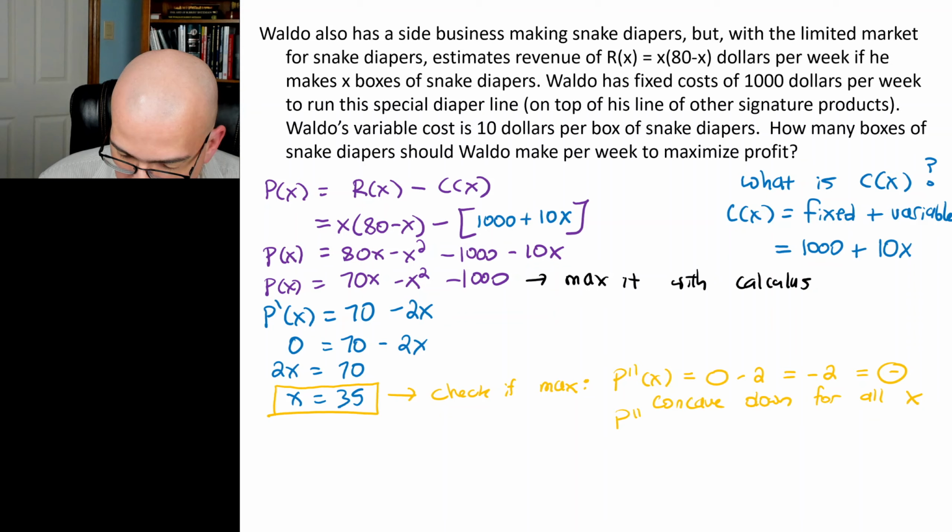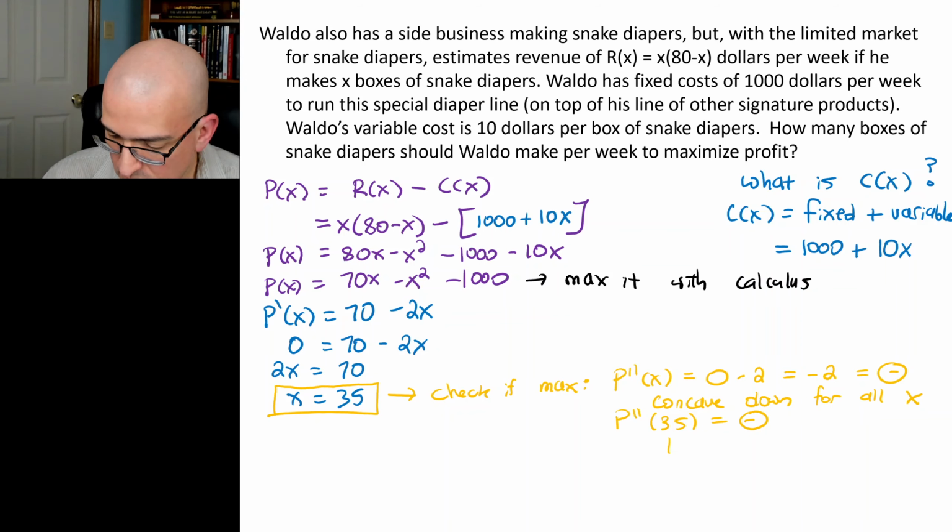P double prime at 35 is equal to negative 2. So local min. Oh sorry, local max. Concave down has this shape.